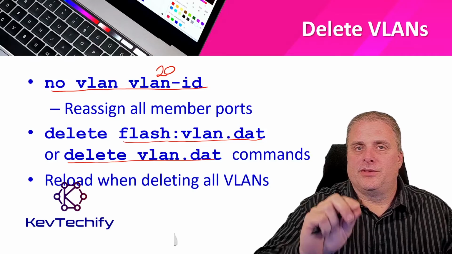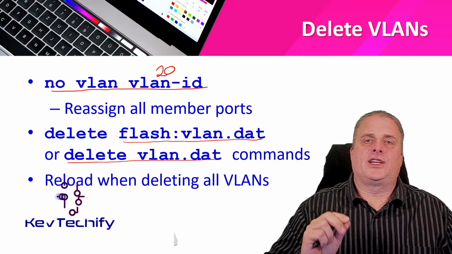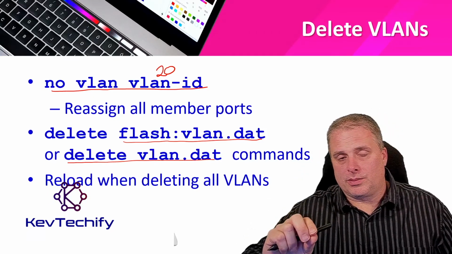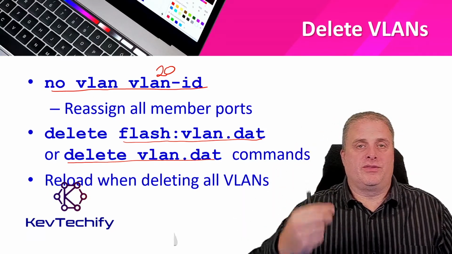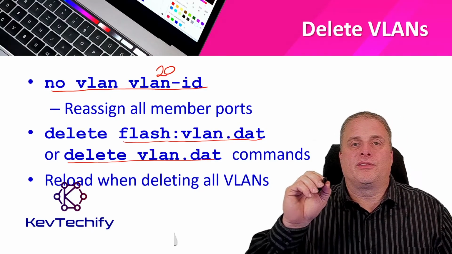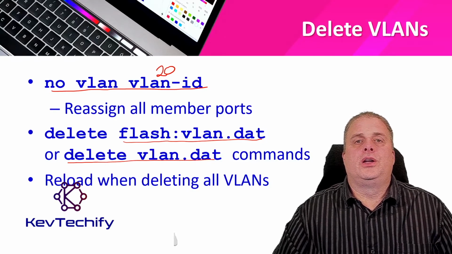The problem is, if you want to get it back to initial factory settings, what you have to do is delete your vlan.dat, erase startup-config, and then reload your device. You have to reboot your device. And at that point in time, you will basically be doing a factory reset to your switch.